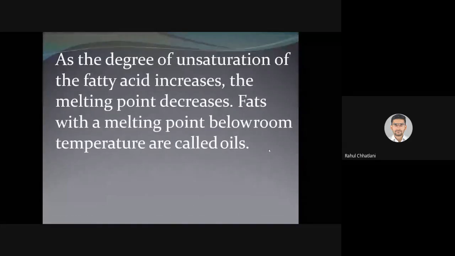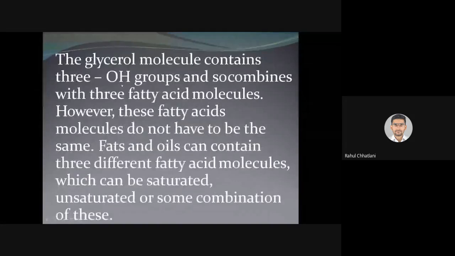So any lipid having a melting point below 30 degrees Celsius will be termed as oil. Remember this. The glycerol molecule has 3 OH groups. We already discussed that 3 OH groups is why it combines with 3 fatty acid molecules. However, these fatty acid molecules do not have to be the same.